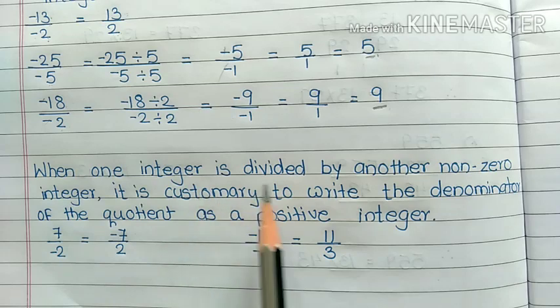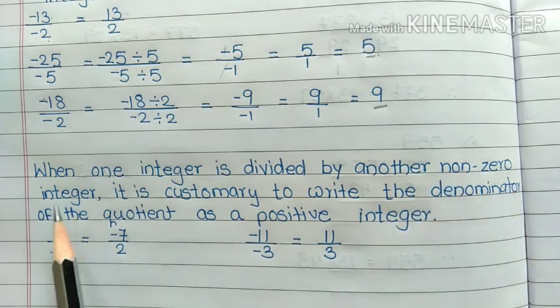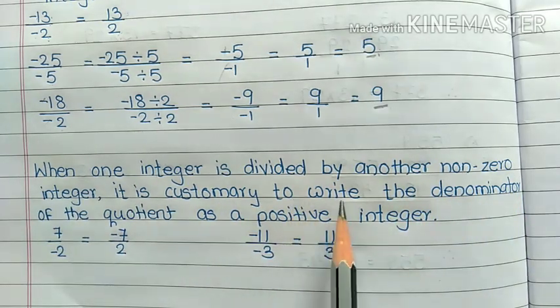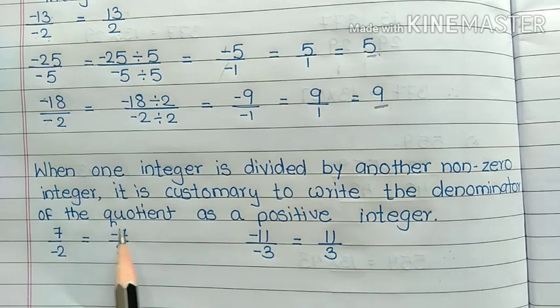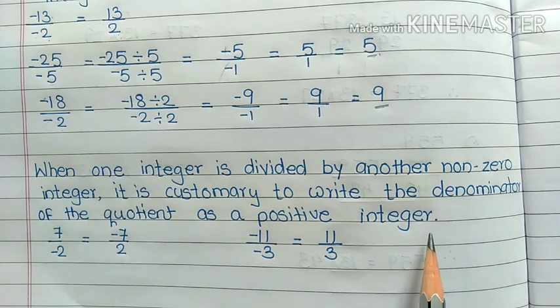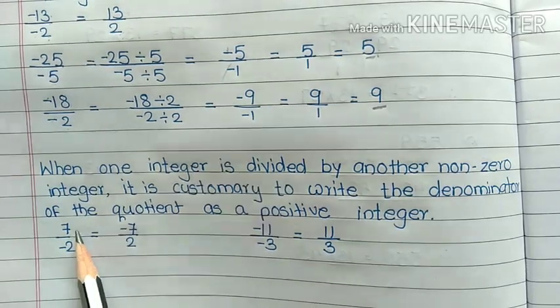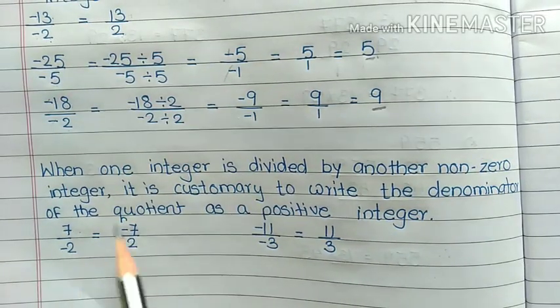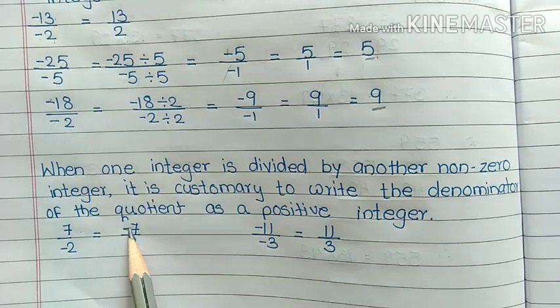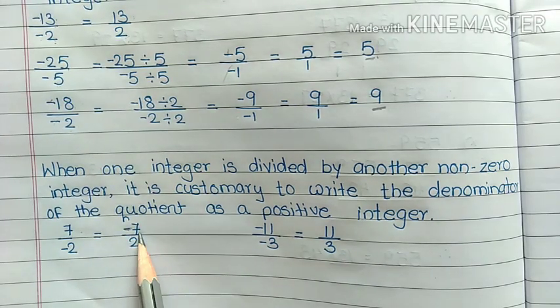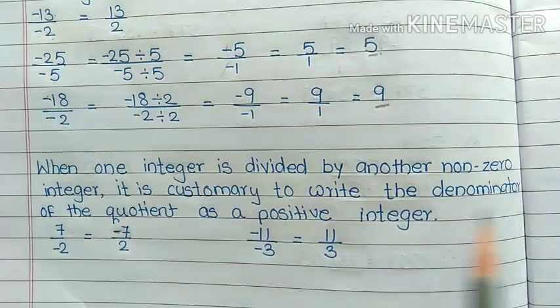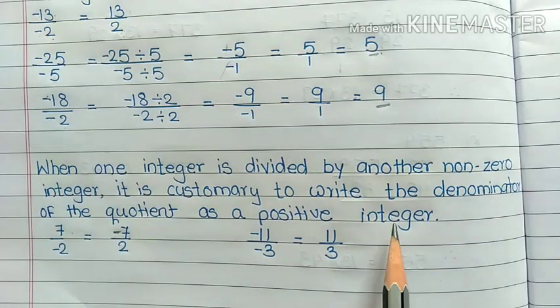When one integer is divided by another non-zero integer, it is customary to write the denominator of the quotient as a positive integer. This means if you divide by a negative, the answer always gets the negative sign in the numerator. The denominator of the quotient is a positive integer only.